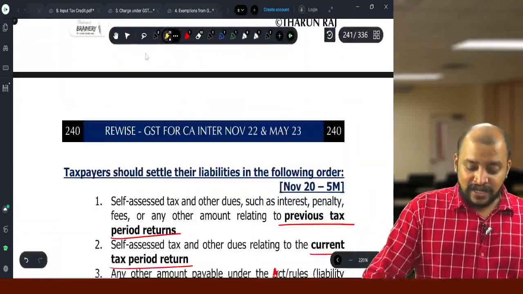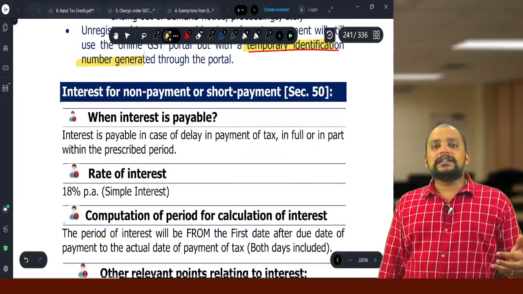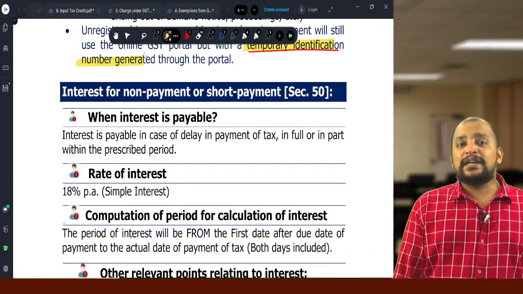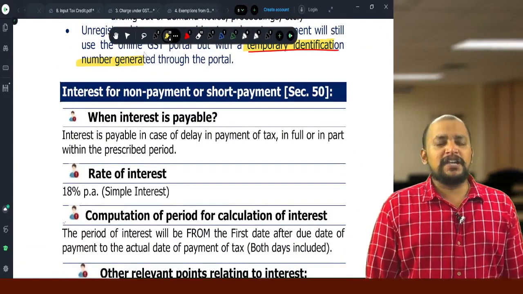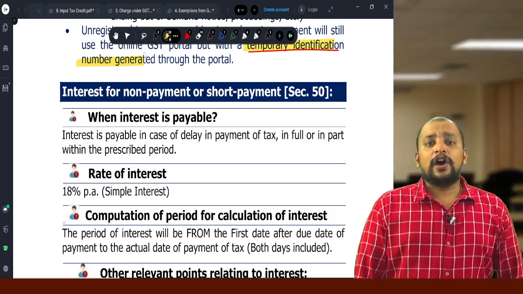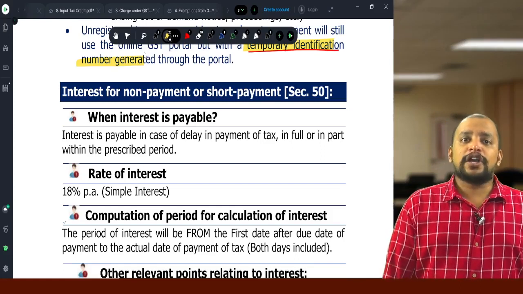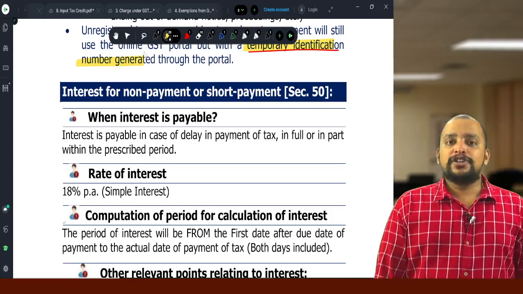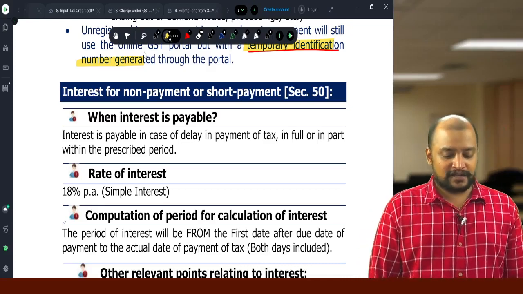Then section 50 is there. Section 50 is interest on account of delay in payment of tax. Interest is payable if there is non-payment of tax or short payment of tax. Non-payment of tax means you are required to pay tax but you did not pay. Short payment is you are required to pay but you paid a lesser amount, that is known as short payment of tax.